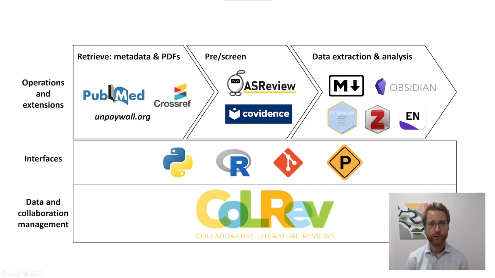CoLRev is a standard for data and collaboration management that supports the entire literature review process. In literature reviews, we still have to waste a lot of time with data wrangling, operating complex interfaces, dealing with unwieldy reference managers, and converting proprietary data formats back and forth. We're not prepared to complete the process efficiently with updates and multiple search and review iterations.